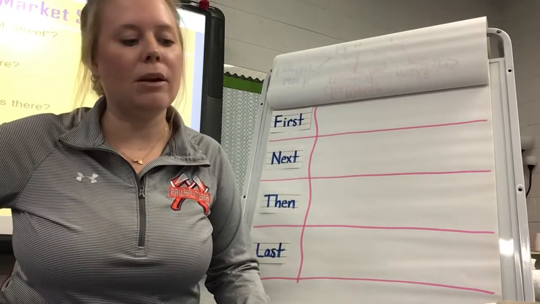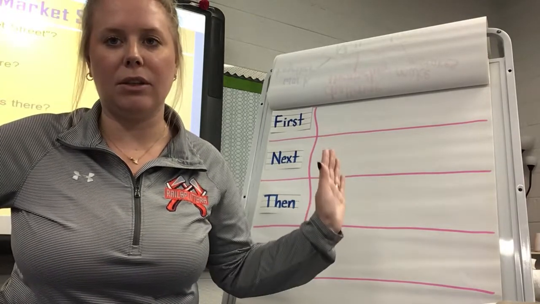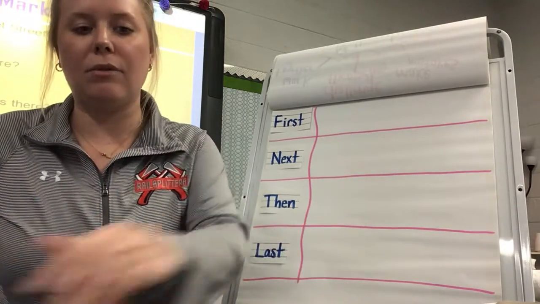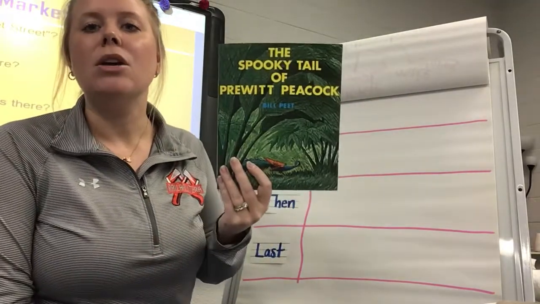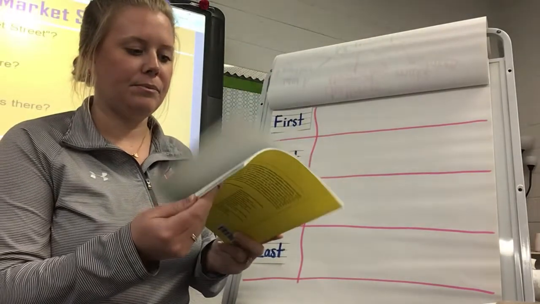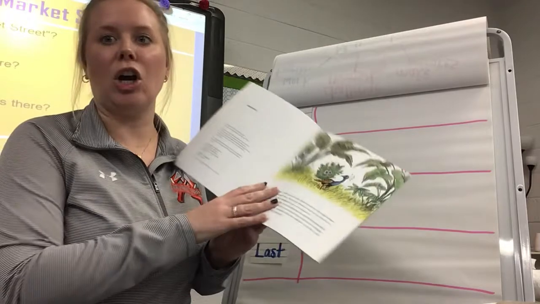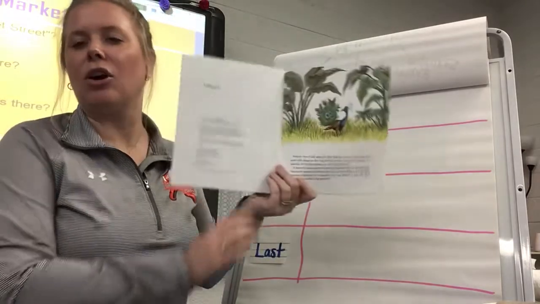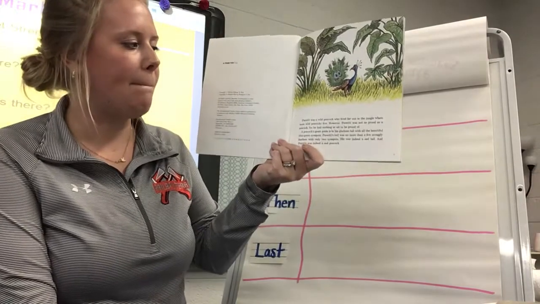So as I read, I want you to think about what's happening. So when we're done, we can put the events in order and you can fill out your sheet, which I'll help you with in a little bit, okay? So the Spooky Tale of Prewitt Peacock. This takes place in a jungle. So think about what a jungle looks like and sounds like so you can visualize as I read.